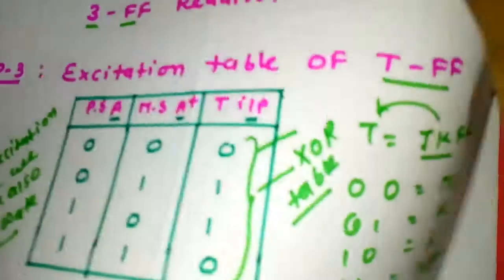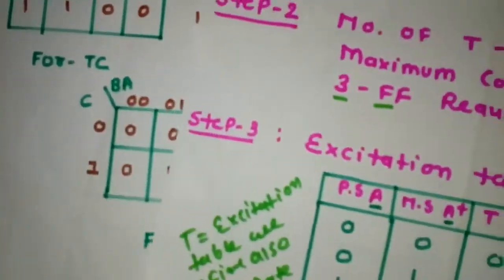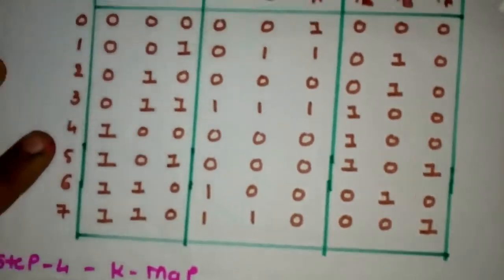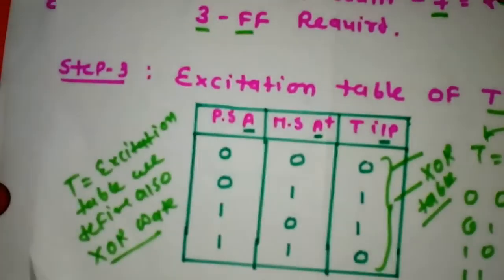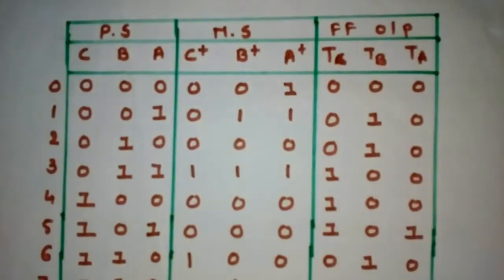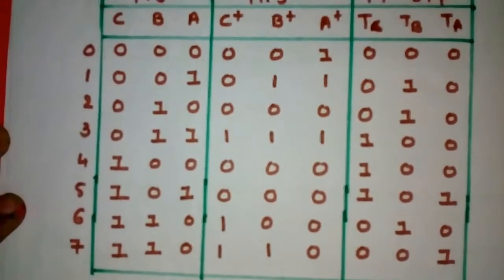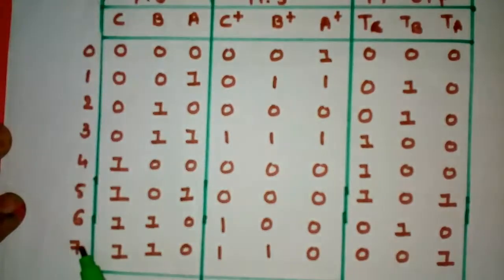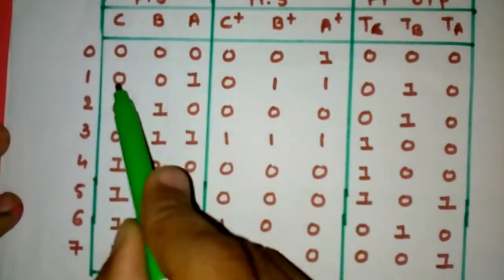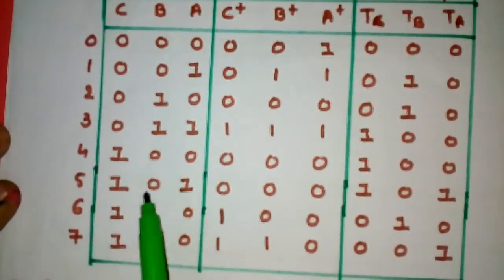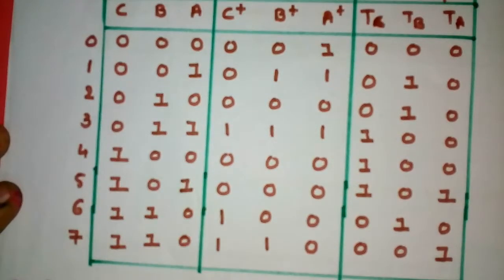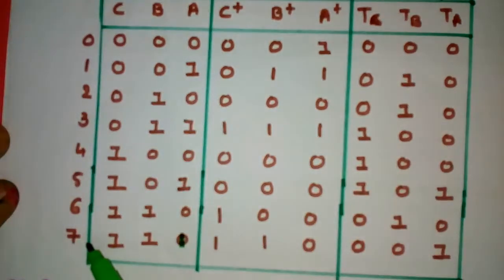Now, after this step, we define the excitation table according to the T flip-flops. In the excitation table, we define a total of 8 states, 0 to 7: 000, 001, 010, 011, 100, 101, 110 and 111. So a total of 8 states are available.